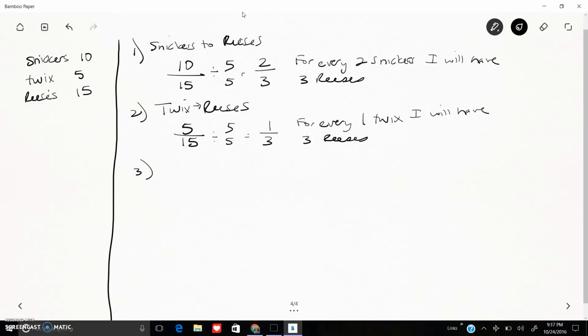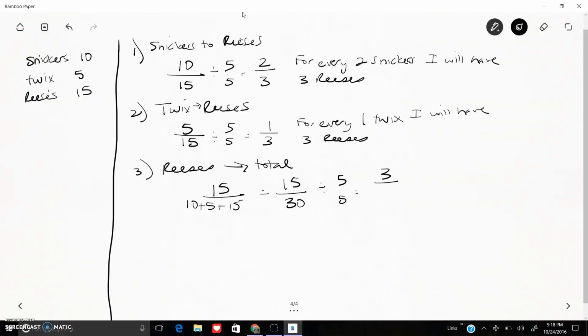And finally, let's find the total. I want to know how much the Reese's are to all the candy put together. Okay, so my Reese's are 15. My total is 10 plus 5 plus 15. So that gives me 15 over 30. Okay, so I'm going to divide by 5 to simplify that. So I have 3 over 6, which I can divide again. Sorry, I'm tired today. So if I divide both of those by 3, I get 1/2. Okay, so Reese's are 1/2 of total candy.